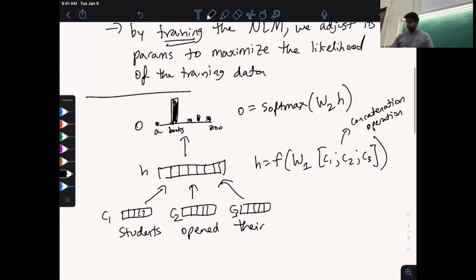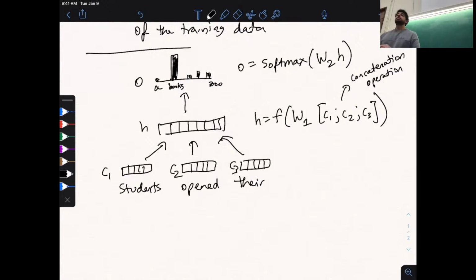Now, one question here is, what are the parameters of this model as I've just drawn them out? Anyone have any ideas? So W1 and W2 are certainly parameters of the model. And all of the Ci, so let's say C1, C2, C3. What about H? Is H a parameter of the model? Why isn't H a parameter of the model? Someone raise their hand and tell me. Yes.